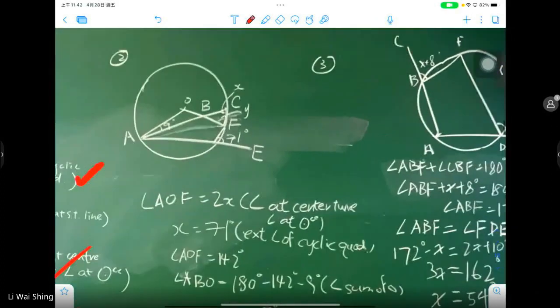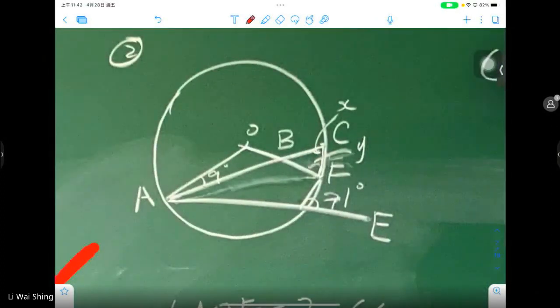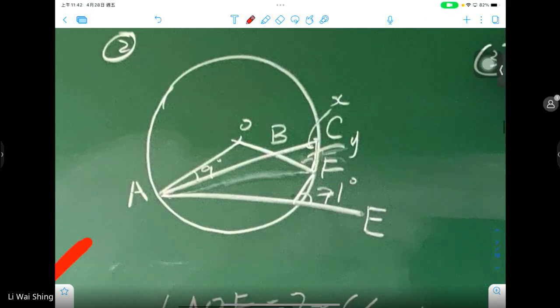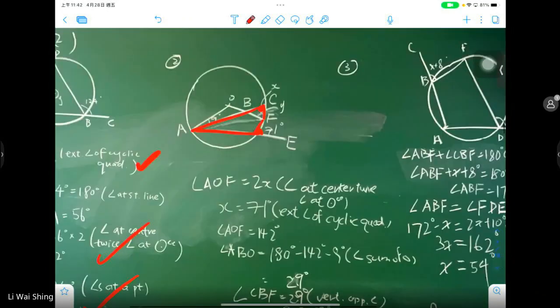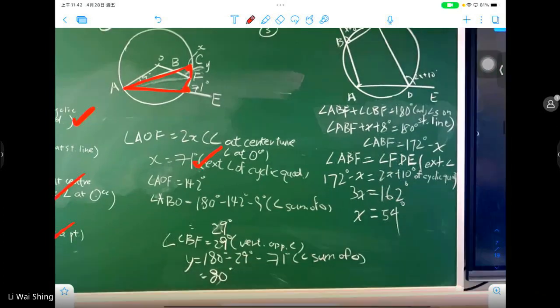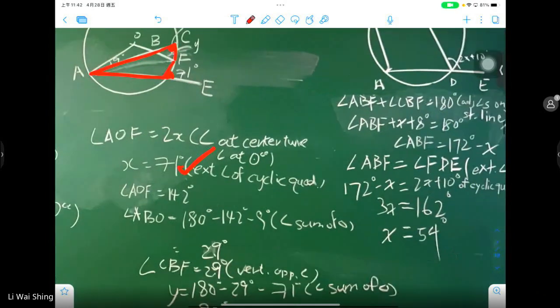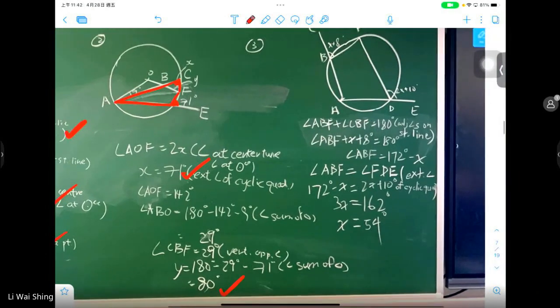OK，但係第二條你會卡關，卡咗喺邊個位？因為你睇唔到, because you can't see that. Even though you know this is equal to 2x, it is useless. You need to observe that A, C, E, F is a cyclic quadrilateral. That's why this x would equal 71 degrees because it is the exterior angle. So x is equal to 71 degrees. Once you finish this, you just apply the angle sum of triangle and exterior angle of triangle. You can find y is equal to 80.